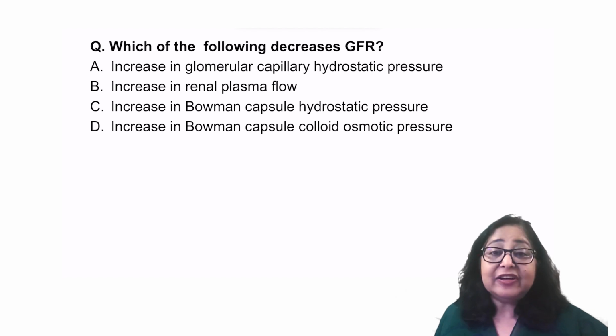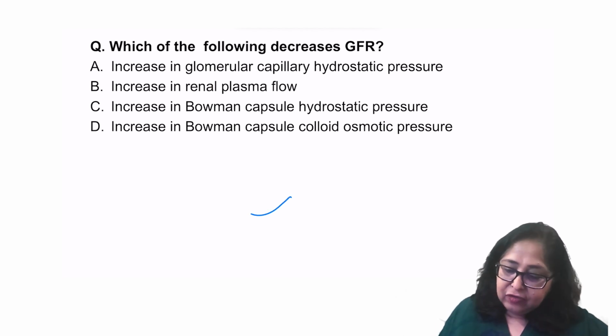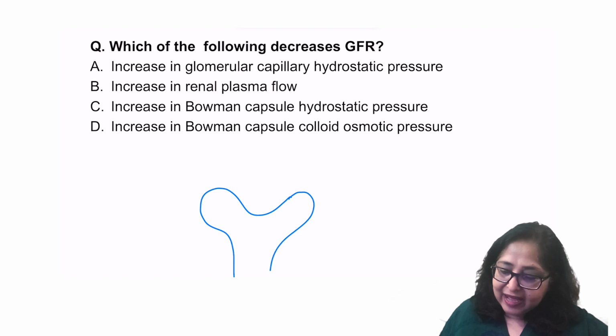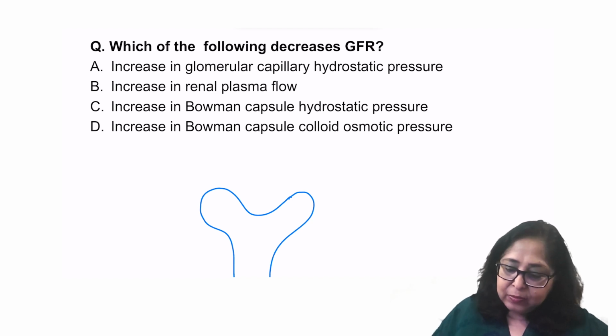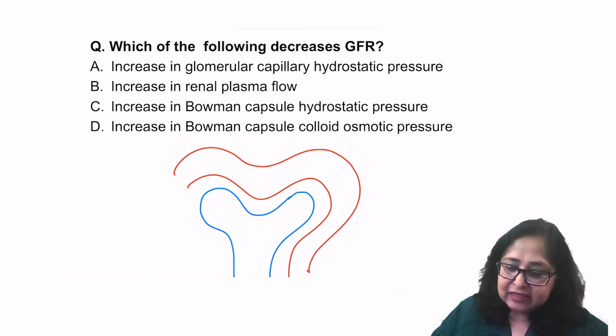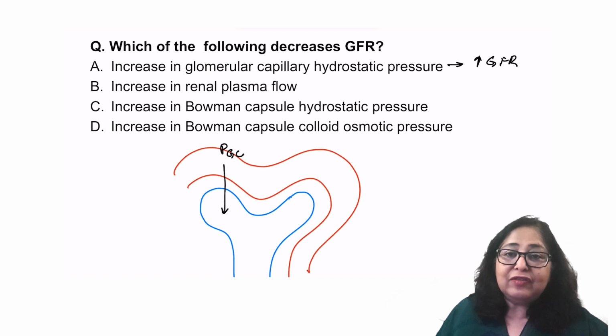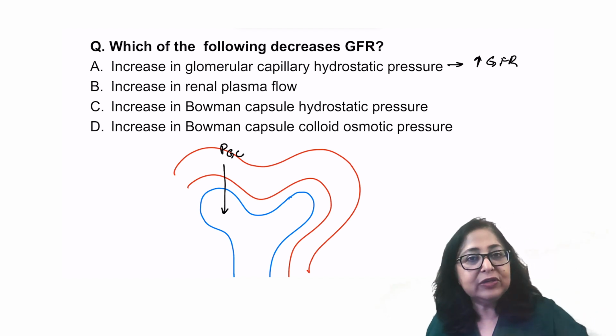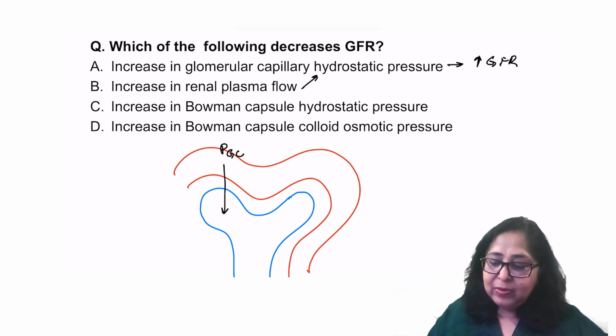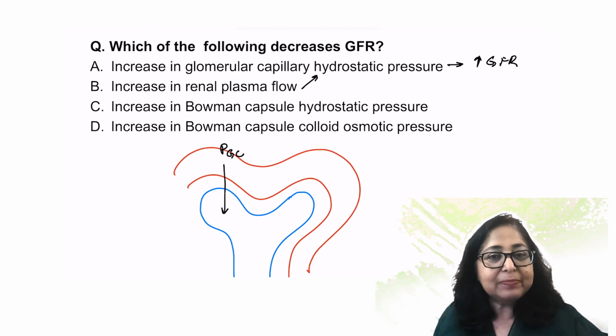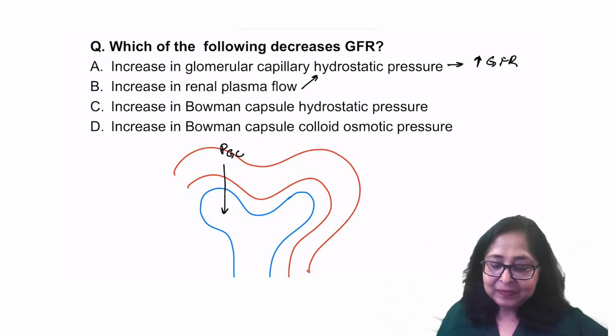Which of the following decreases GFR? Increase in the glomerular capillary hydrostatic pressure. The glomerular capillary hydrostatic pressure, or PGC, is a force which is favoring filtration. So increase in PGC will increase GFR. Increase in renal plasma flow. More the flow into the glomerular capillary, more will be the glomerular capillary hydrostatic pressure, more will be the GFR.